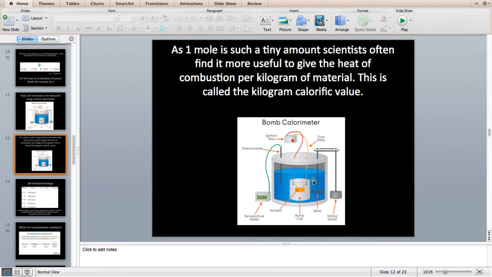Now, when we're talking about a mole of something, girls, it's not really practical to do reactions at 1 mole scale when you're in a proper industrial lab. So often, what they will do is they will do the heat of formation of 1 kilogram or the heat of combustion of 1 kilogram of material. So a much larger amount because it's much easier to handle. So just be aware that's called the kilogram calorific value rather than the heat of formation or heat of combustion.